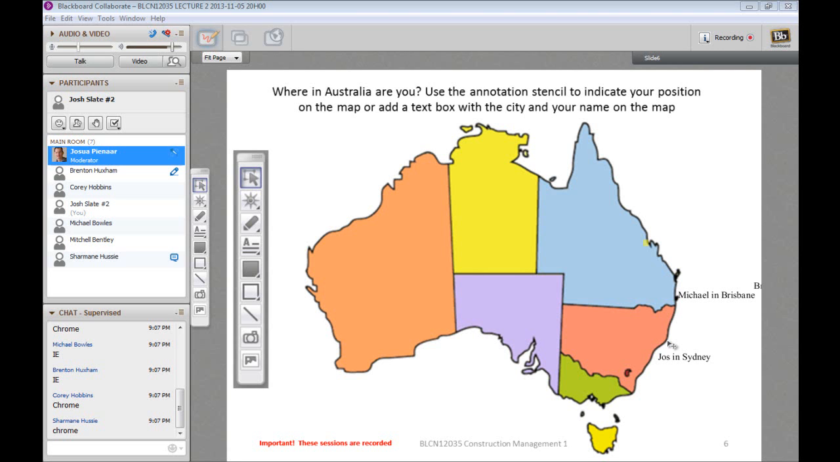Those of you who've had a look at the download area, let's pull that one over there. Brenton is also in Brisbane. Somebody's yellow over there, so that's the Gold Coast. Thanks for that. Shemaine, you're in the Gold Coast as well with Corey.